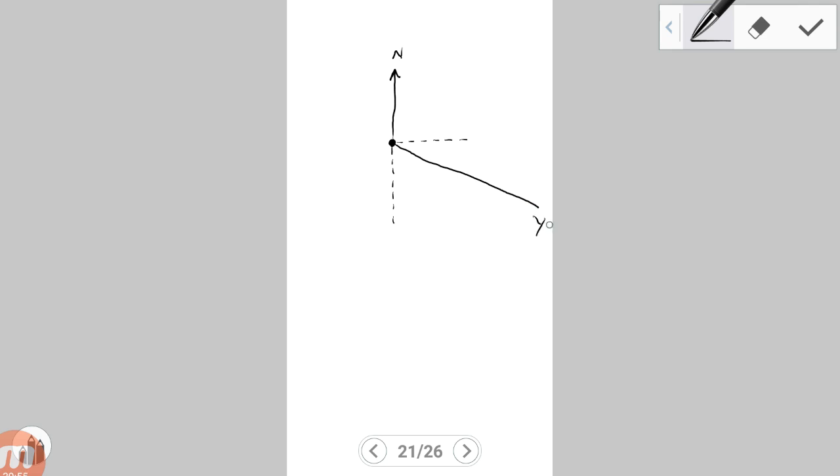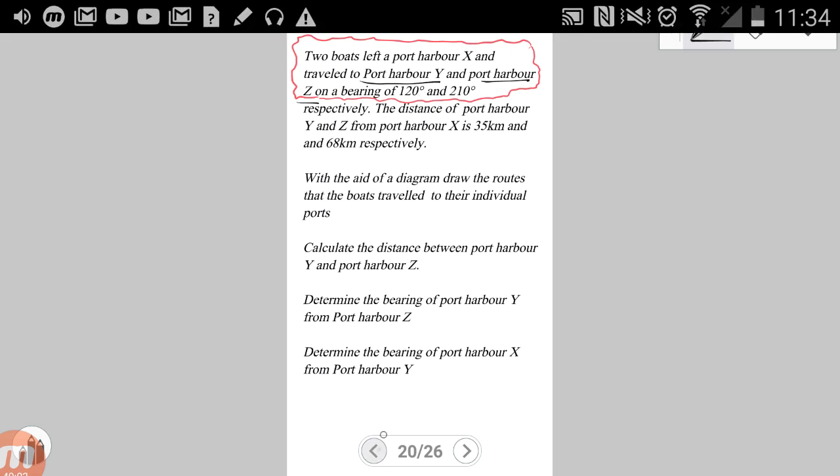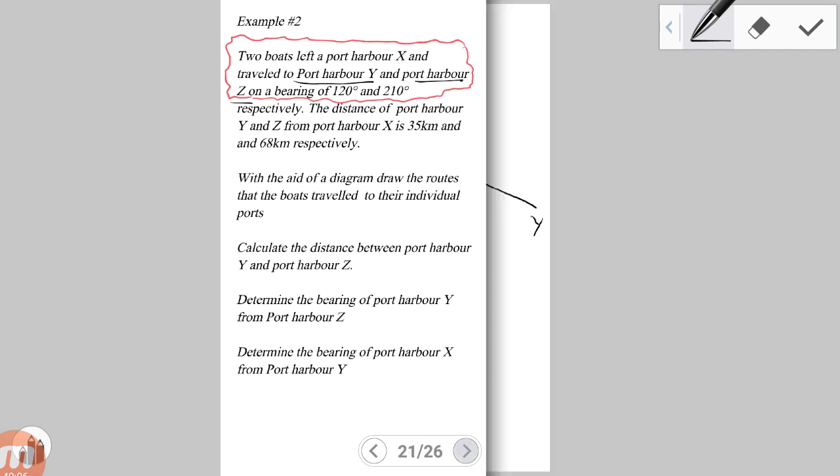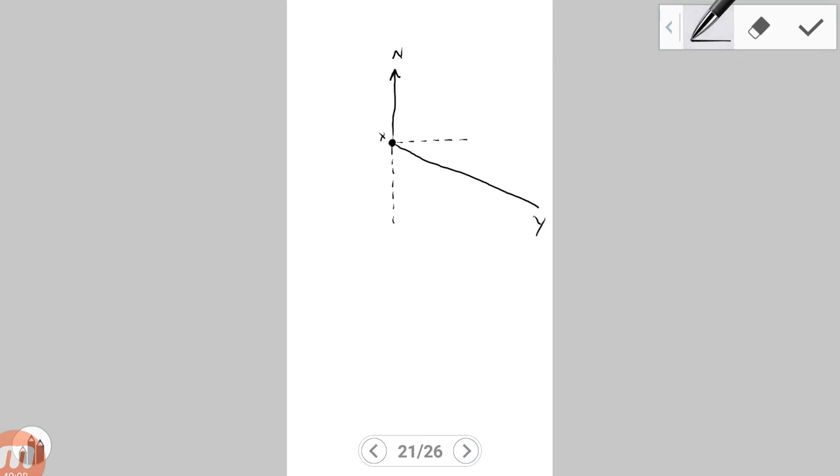And this is harbor Y. Remember that this is harbor X, and the bearing is 120. So we're going to go around here and indicate our 120. From north, coming around here is 120. So these two pieces of angles here that are constructed because of the guideline is equal to 120. Let's just indicate that that is 120 degrees.